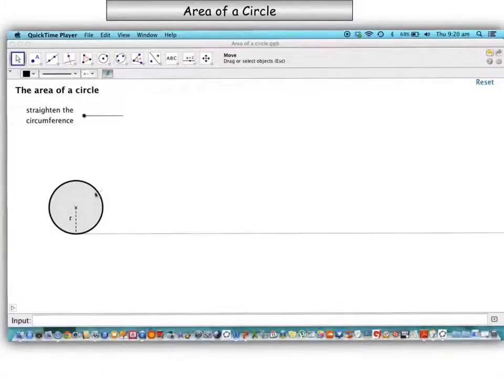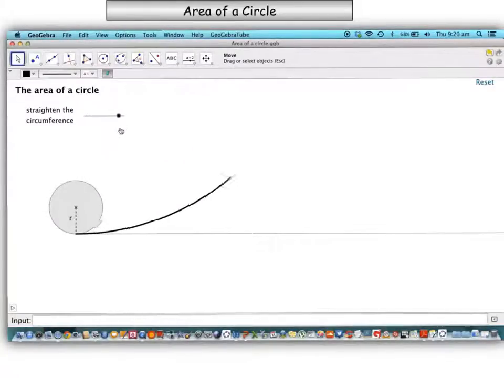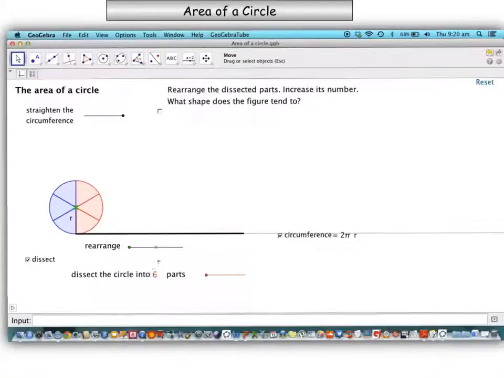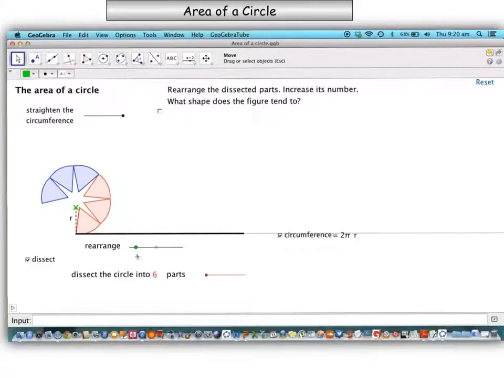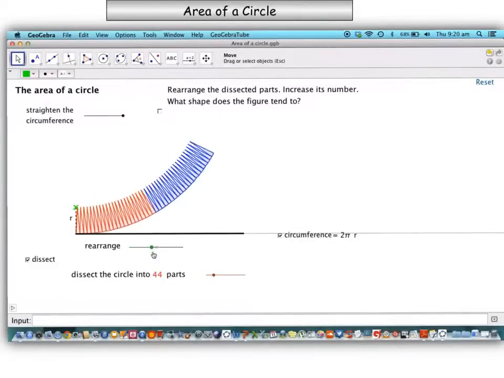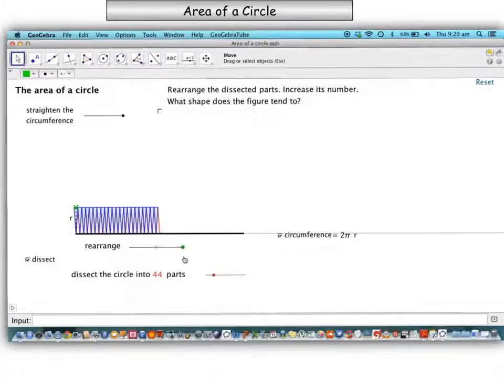Okay, so to find out the area of a circle, let's just unravel or straighten the circumference. Can you remember what the circumference is? The distance? That's right, 2 pi r. Let's just dissect that circle and unravel it and bring it back on top of itself. Obviously it's not very accurate, so let's break it up into many parts.